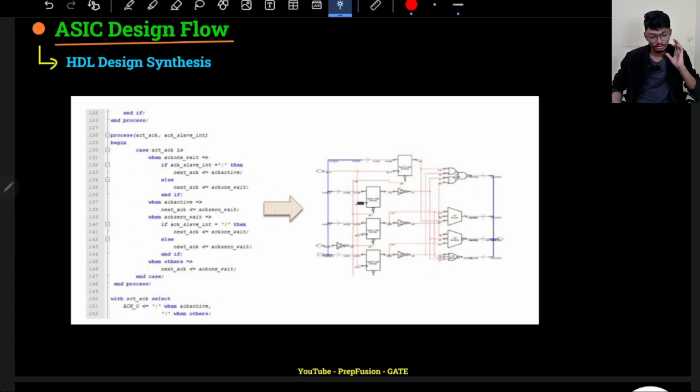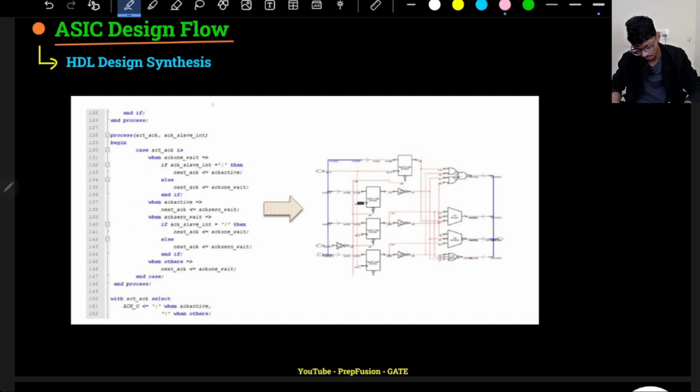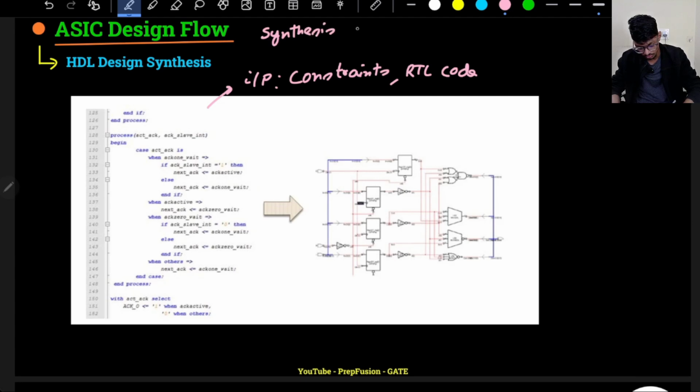These interconnections are also known as the data path. Now, what inputs will I give to the synthesis tool? After giving it this code, I will give it some constraints, like the power must be less than 100 watts, the speed must be more than this, the clock frequency must be this. Of course I will give it the RTL code. I'm talking about the synthesis tools.